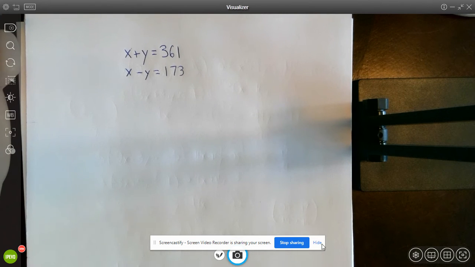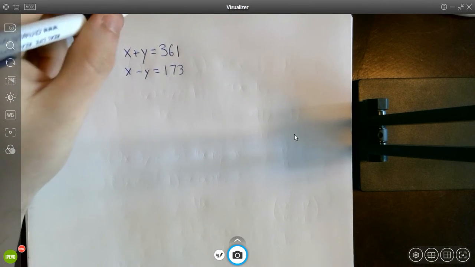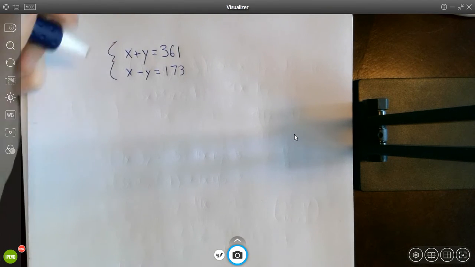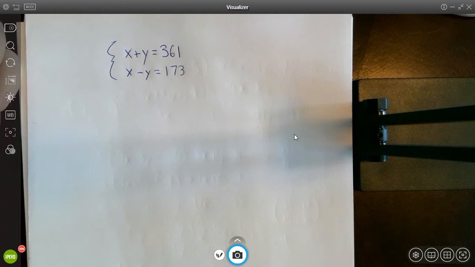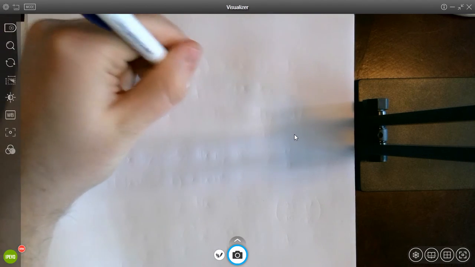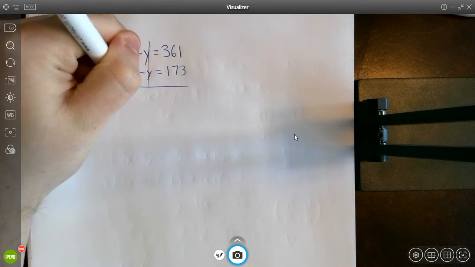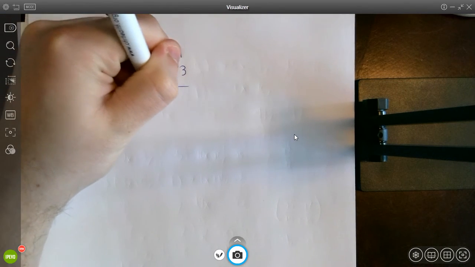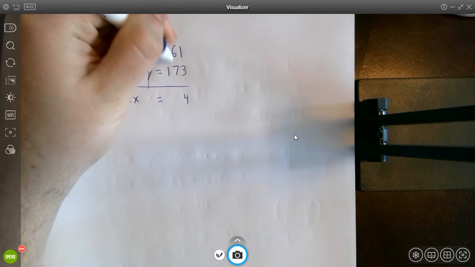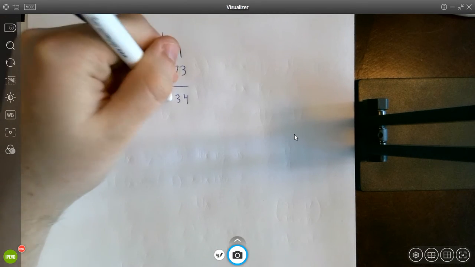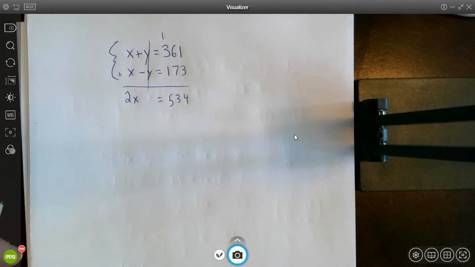So if we're looking at those two equations there, we should see very clearly that we do have a system of equations and that the y's will cancel out pretty quickly. So if we treat this as an addition problem, our y's will cancel. We'll have 2x equal to 4, 6 plus 7 is 13, and 3, 4, 5. Okay, so we get that 2x equals 534.